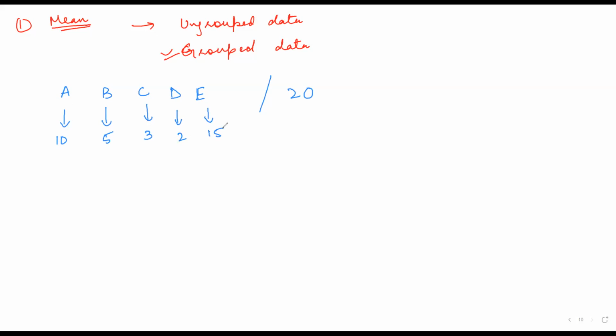So this is ungrouped data. Individual marks are given to you. You can find the mean of this data. How? This mean is represented by X bar. You can just add all the numbers, 10 plus 5 plus 3 plus 2 plus 15, and divide by the total number of students. So that is 35 by 5, which is 7. So 7 is the average mark of this batch. That means it's not a good batch, right? 7 by 20 are not very good marks. So this gives you an idea about the complete performance of the batch.